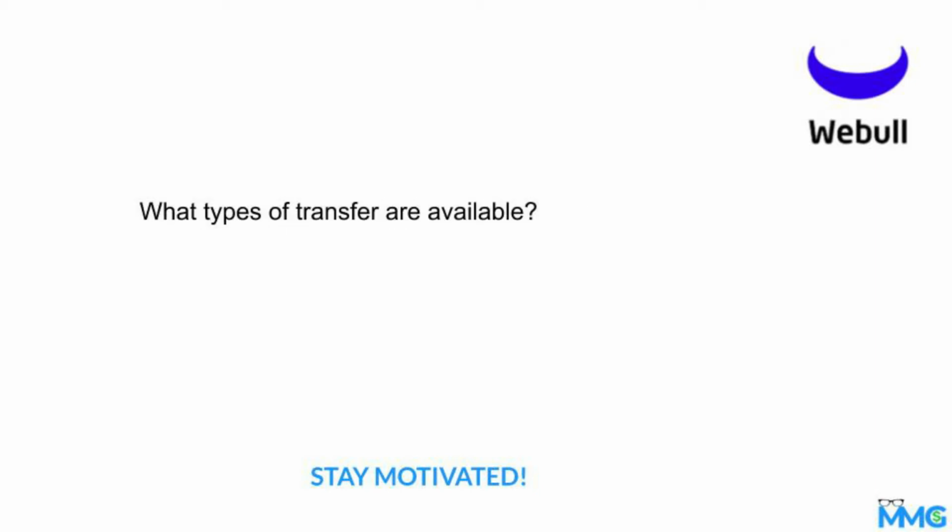So the next question again here is, what types of transfer are available? In transferring your stocks from, let's say, Robinhood to WeBull, you've got 2 types of transfers. You have what you call a partial transfer, which means that you're requesting that only certain stocks or your cash value get transferred, or you have a full transfer, where you're transferring pretty much everything. So your entire portfolio of stocks that are transferable would be transferred over to WeBull.